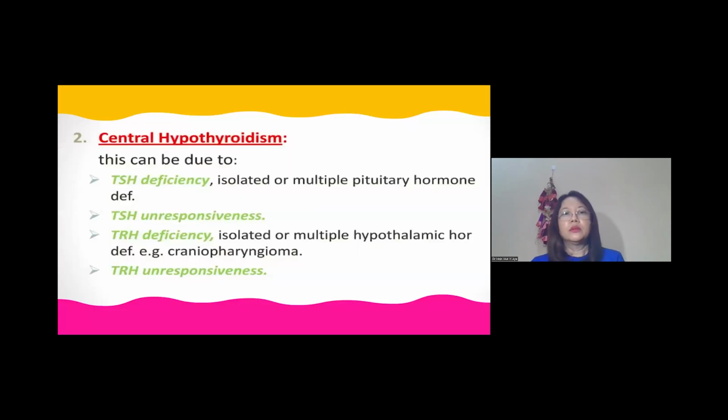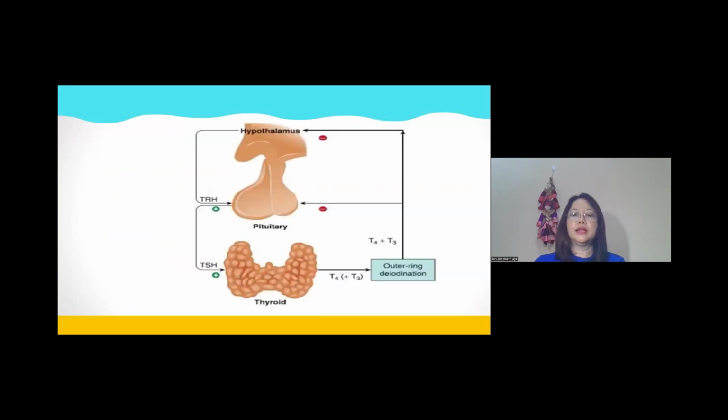So central hypothyroidism is also called secondary hypothyroidism. It is due to TSH deficiency, TSH unresponsiveness, TRH deficiency, an intracranial tumor, or maybe due to TRH unresponsiveness. So this is a short photo that indicates the hypothalamus, pituitary, and thyroid axis.